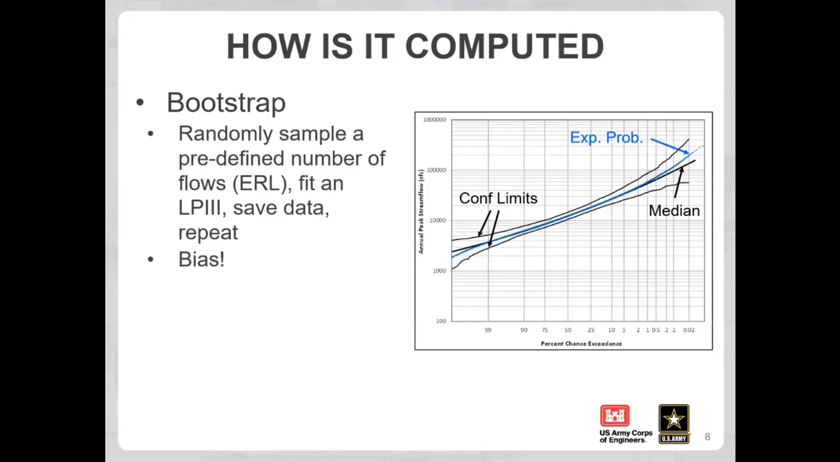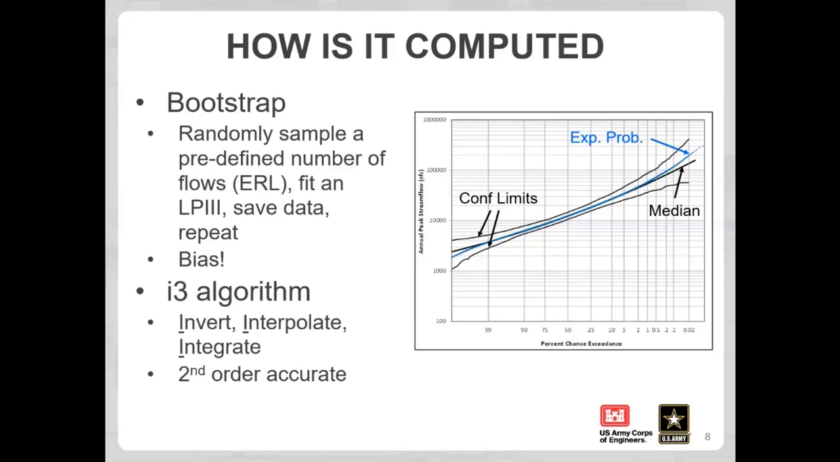There's ways to get around those biases, but they're essentially considered first order accurate. The results are considered first order accurate out of that. We do have another way of getting around that, and this is what we actually use within SSP. So give Dave and Dana Moses all the credit in the world for coming up with this, because this was a really, really good thing. And they called it the I3 algorithm. So it gets around the limitations of the classical bootstrap and is considered second order accurate.